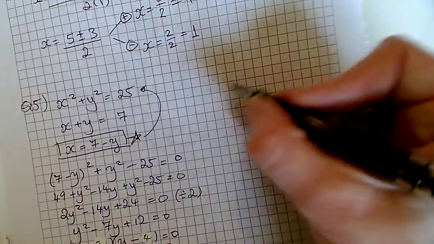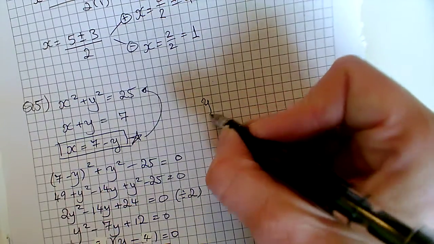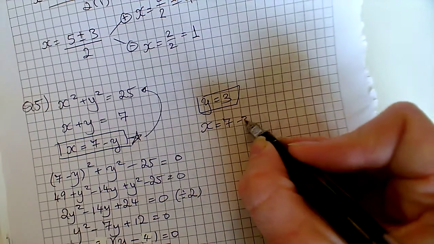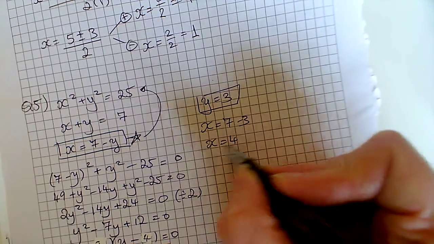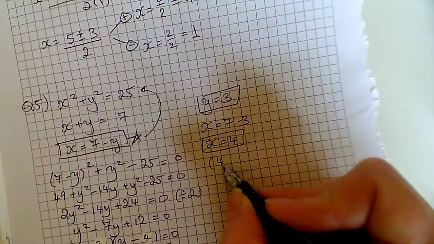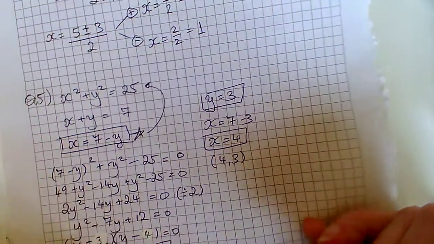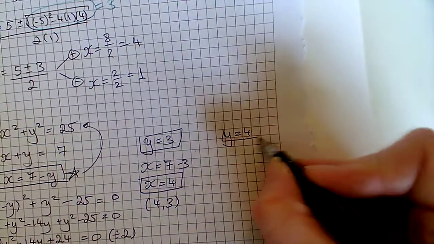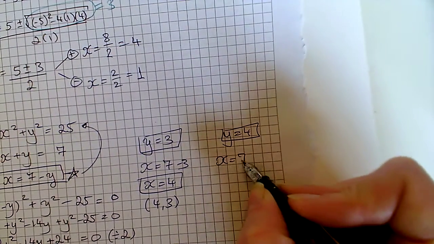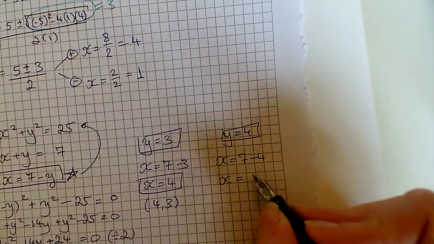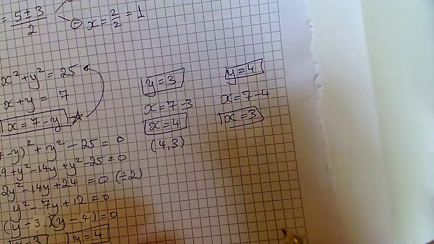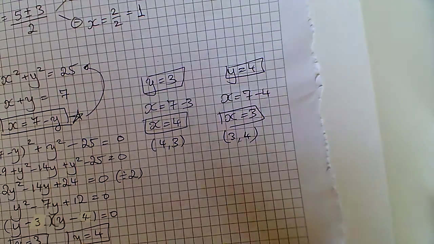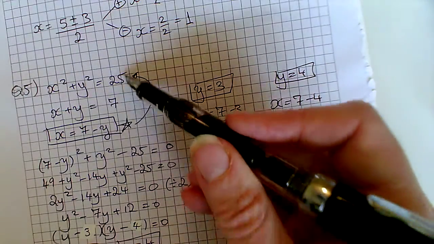And filling back into my star equation, when y is equal to 3, x is equal to 7 minus 3, so x is equal to 4. And I have the point 4, 3. And when y is equal to 4, x is equal to 7 minus 4, so x is equal to 3. And we have the mirror point, the point 3, 4. And those are the 2 points of intersection of this line and this circle.